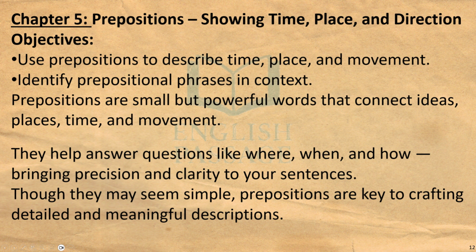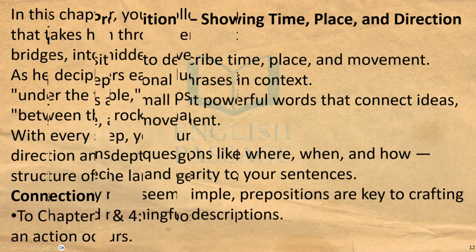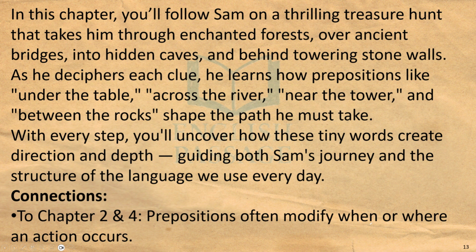Though they may seem simple, prepositions are key to crafting detailed and meaningful descriptions. In this chapter, you'll follow Sam on a thrilling treasure hunt that takes him through enchanted forests, over ancient bridges, into hidden caves, and behind towering stone walls. As he deciphers each clue, he learns how prepositions like under the table, across the river, near the tower, and between the rocks shape the path he must take.